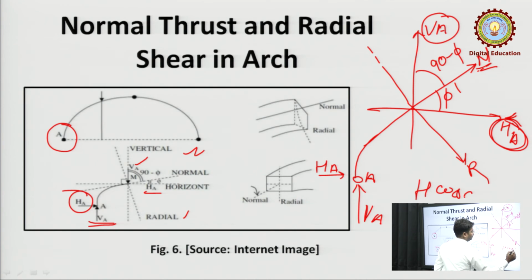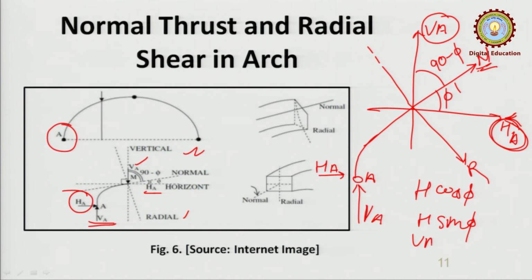H cos phi and H sin phi, and the vertical value we can divide like VA cos (90 minus phi) and VA sin (90 minus phi).